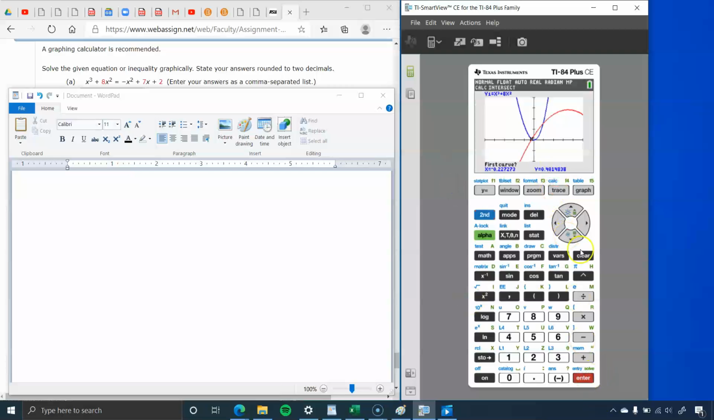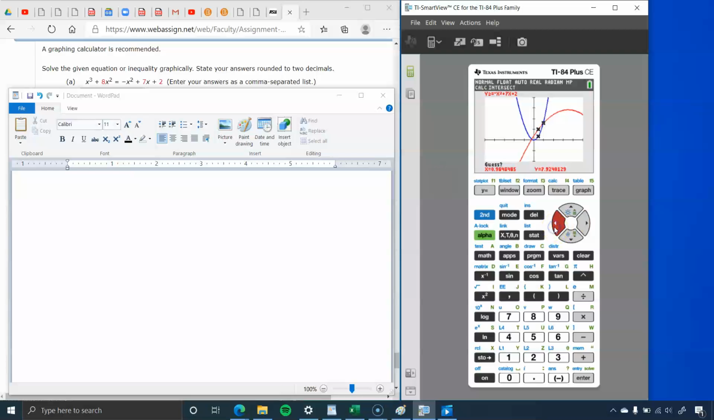It's going to ask me to identify the curves. I just want to make sure I'm seeing the two curves, so I want to go to a place where the two curves are separated a little bit. Now I'll identify the first curve. I'll identify the second curve, and now I'll move closer to the intersection point for the guess.